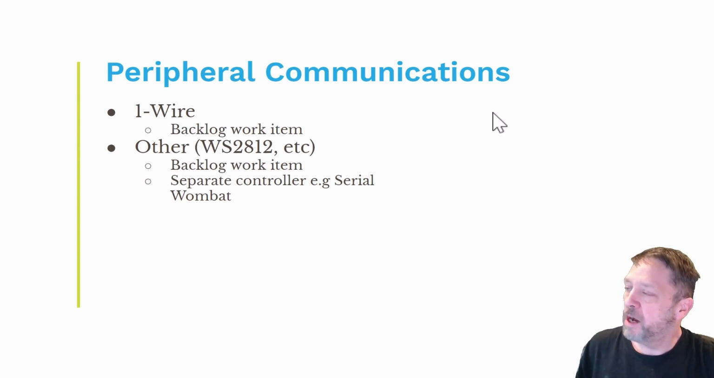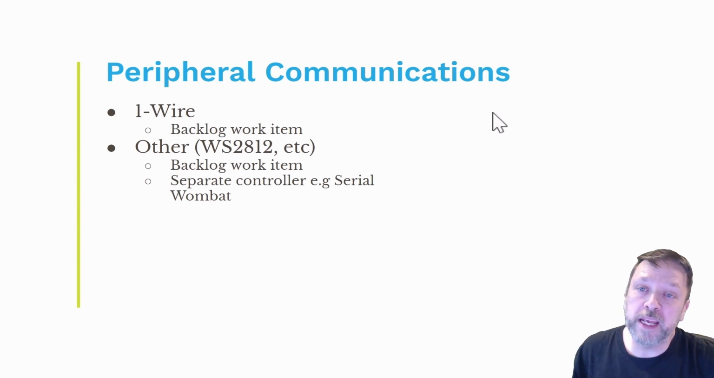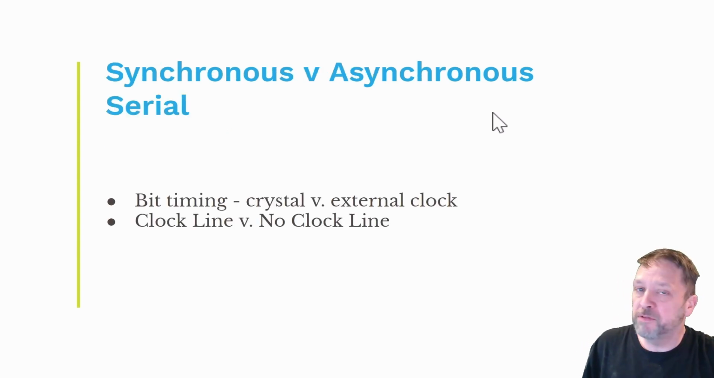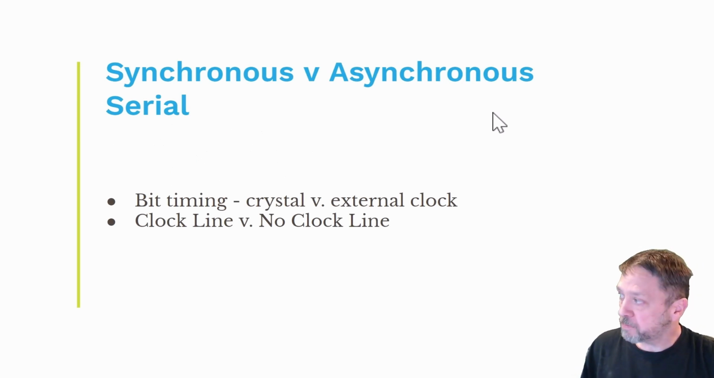Then we have other ones like the WS2812 LED light strips. This is again a backlog work item that we have. For now, if you really need one, you can use a separate controller. We do have a peripheral called the Serial Wombat, which is a separate microcontroller that can drive these. I'll talk a little bit more about both of these later and why it's challenging to do these. But first, let's talk about the synchronous versus asynchronous serial.